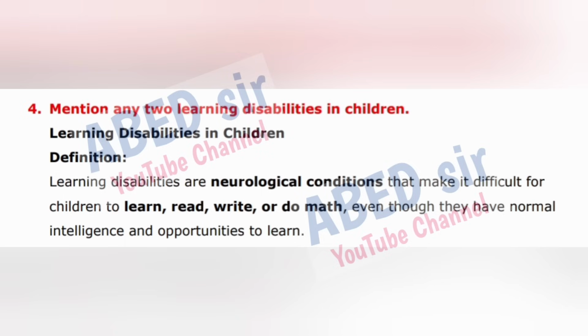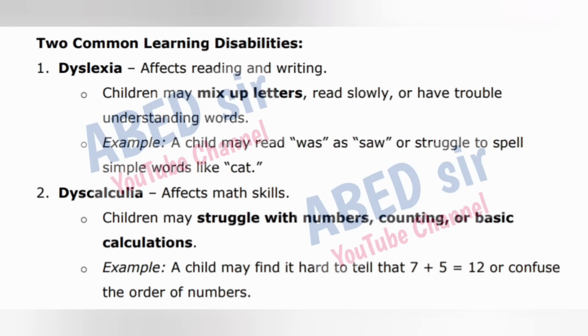Mention any two learning disabilities in children. Learning disabilities in children. Definition. Learning disabilities are neurological conditions that make it difficult for children to learn, read, write, or do math, even though they have normal intelligence and opportunities to learn. Two common learning disabilities. 1. Dyslexia affects reading and writing. Children may mix up letters, read slowly, or have trouble understanding words.